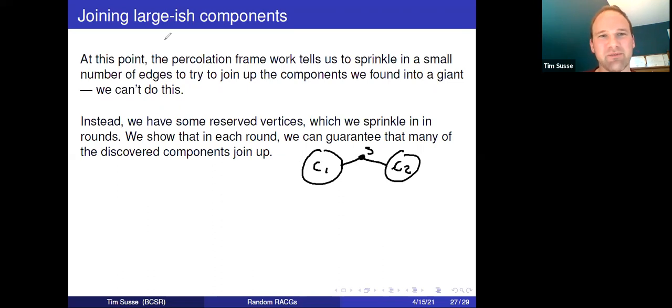So we sprinkle in vertices, small amounts of vertices, and we do it in rounds. Now we joined up C1 and C2, and maybe we joined up C3 and C4 with some S prime. But in a later round, we might join up two larger components, and in a later round, we might join up these two larger components as we sprinkle in more and more vertices.